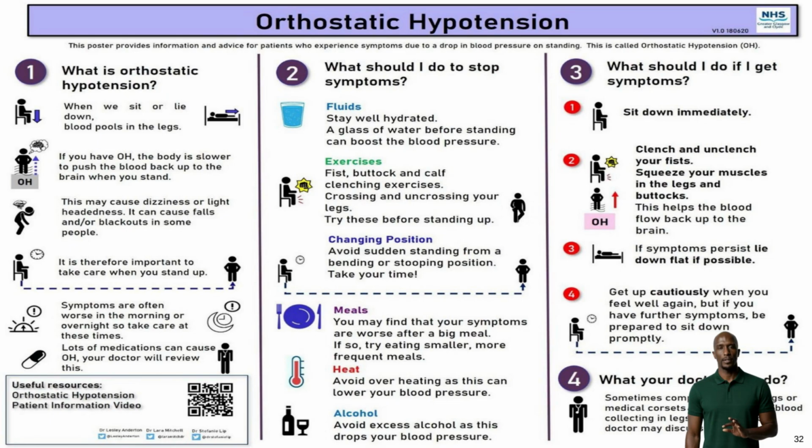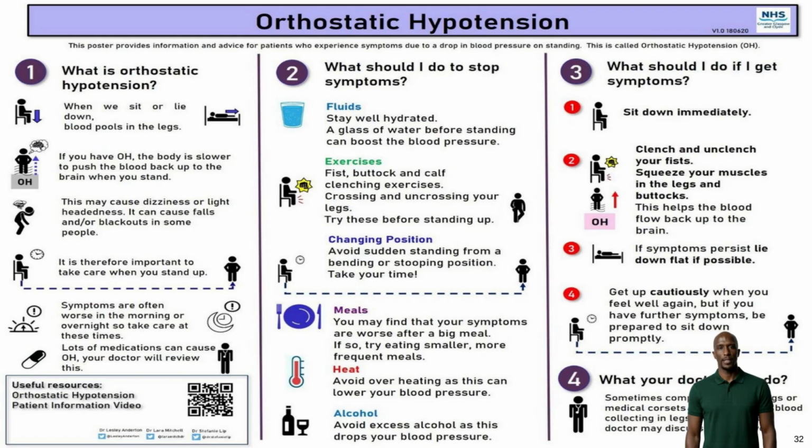Orthostatic hypotension occurs when a person's blood pressure drops suddenly upon standing, leading to dizziness or even fainting. This happens because blood pools in the lower body and the brain gets less oxygen for a few moments.